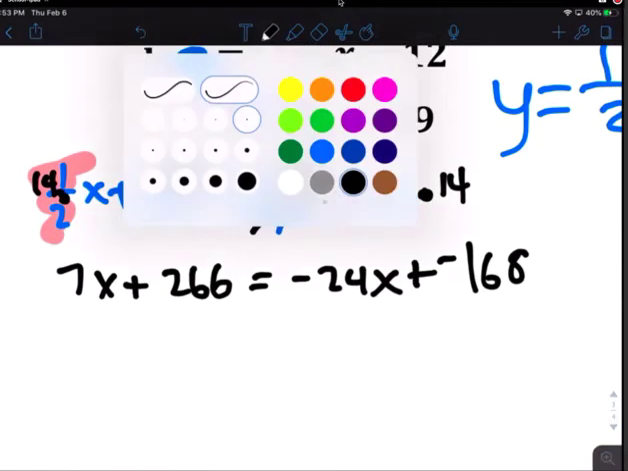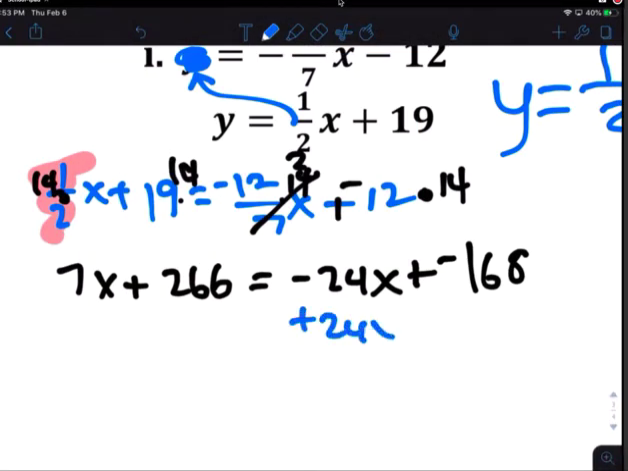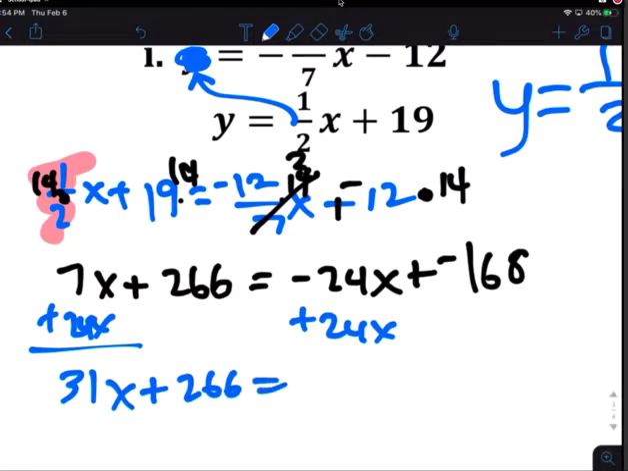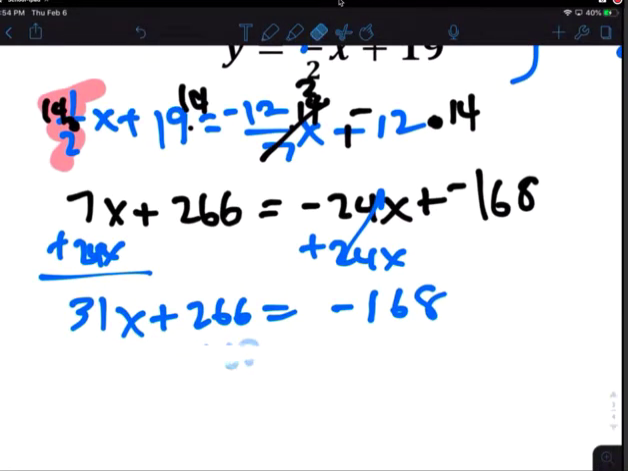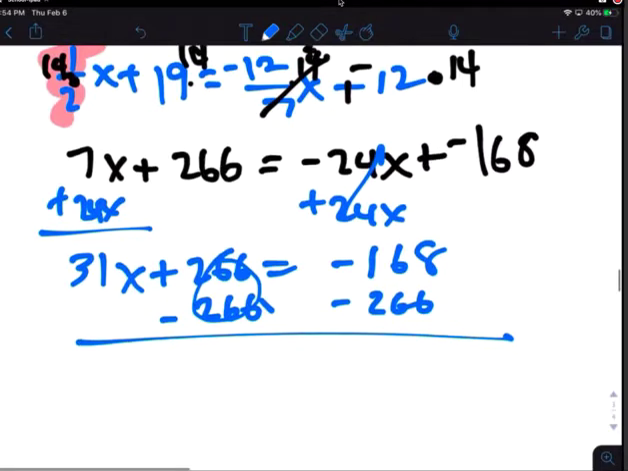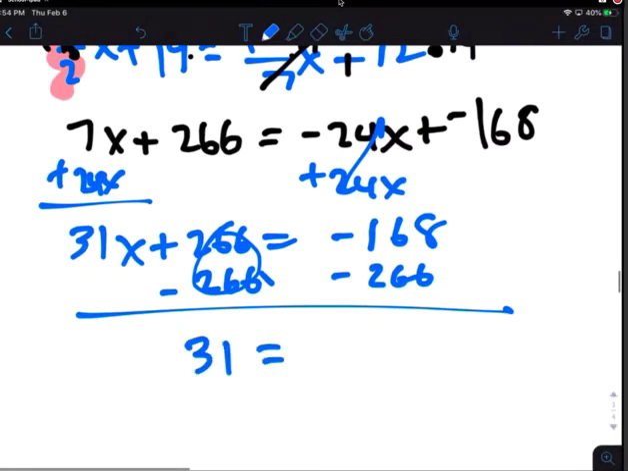Okay, make the x equal to 0 by adding 24x, 31x. Subtract 168, subtract 266 to both sides. 31x equals 434. Divide by 31.